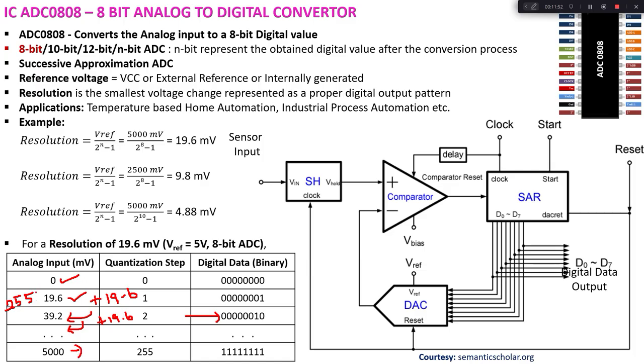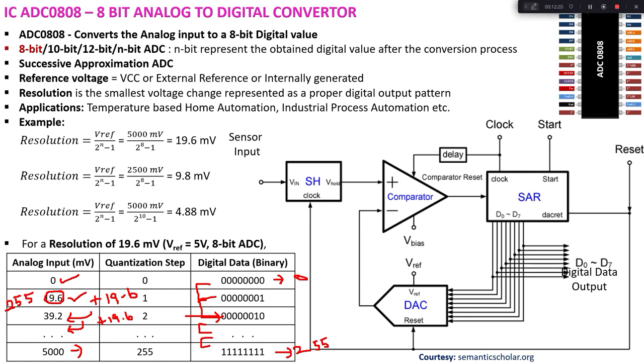Right? So we have from 0 to final value is 255. So I have about 255 steps. Altogether 256 discrete values are there. How many steps do I have? I have 255 steps available. So these are called quantization steps. So this is the smallest voltage change which can be measured by this ADC 0808.